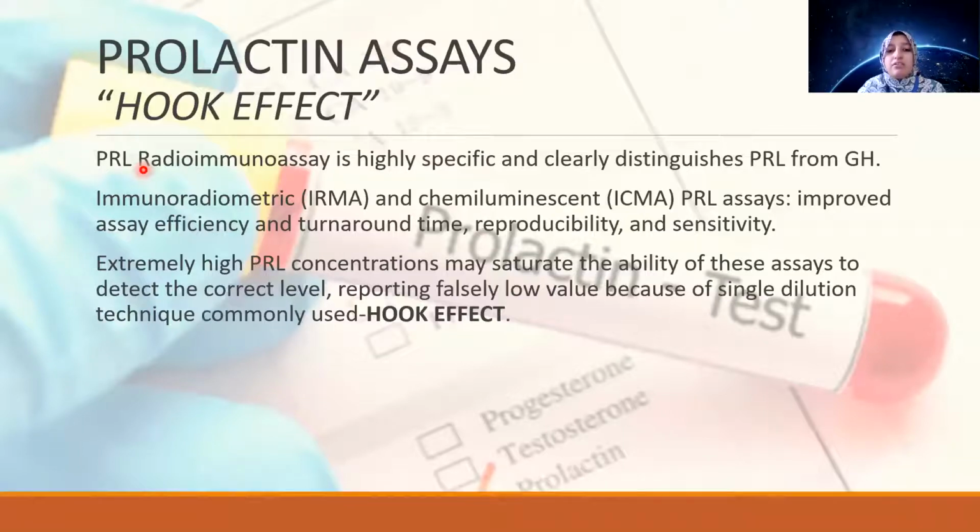Extremely high prolactin concentrations may saturate the ability of these assays to detect the correct level, reporting falsely low values because of the single dilution technique commonly used. This is called the hook effect. Now, if the prolactin is released in a very high amount, it cannot be detected by all the detectors of that assay. As a result, when you wash out the liquid phase, the remaining concentration of the protein is not detected by the sensor.